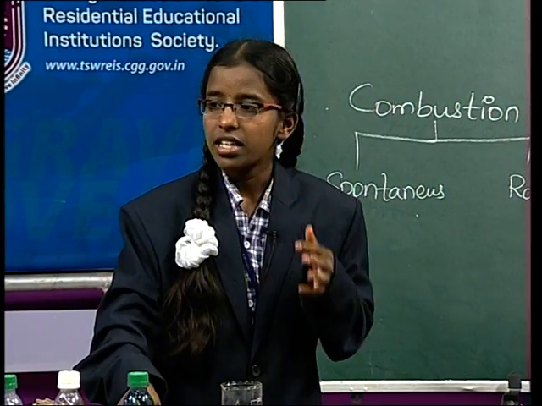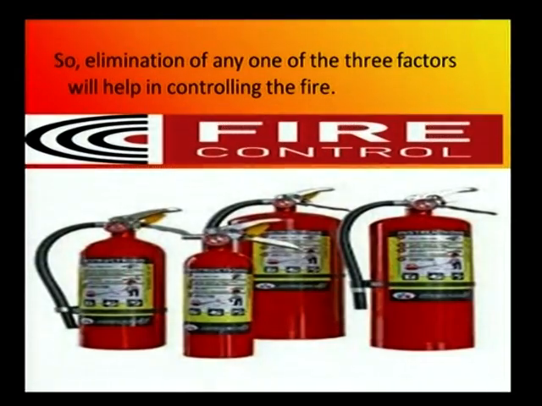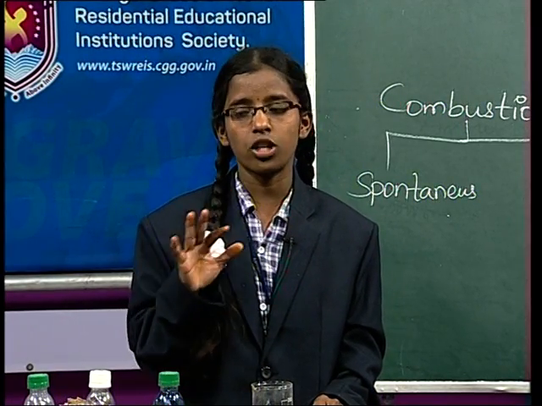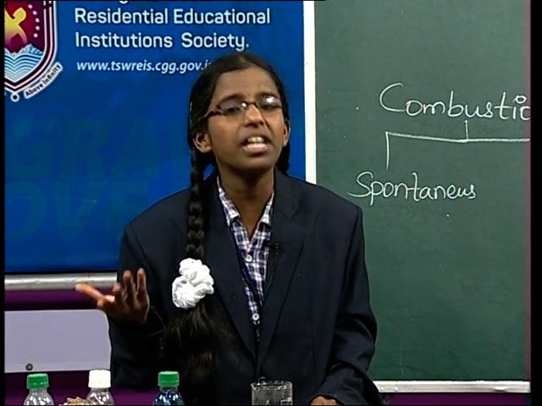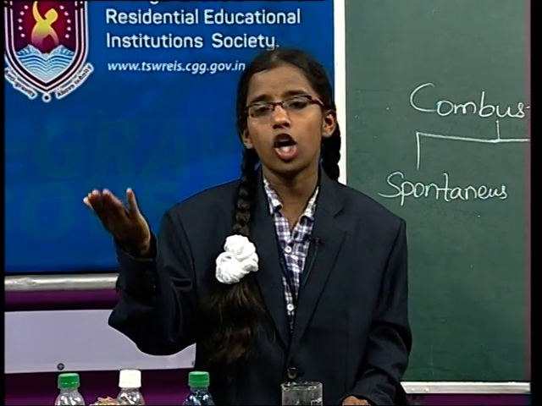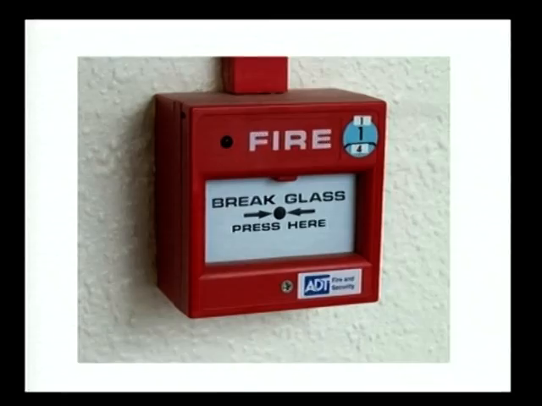See here, friends, these are the carbon dioxide cylinders, and these cylinders can help to control the fire. We often see these cylinders in some hospitals, because if there is any fire accident, we can use the carbon dioxide cylinder and control the fire. This is one of the devices which can control the fire.